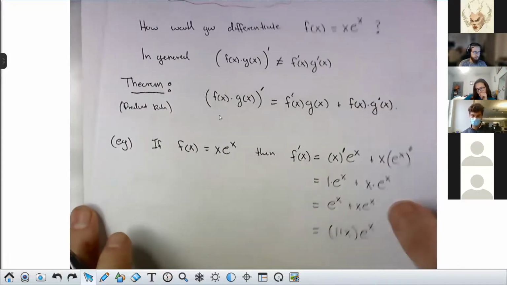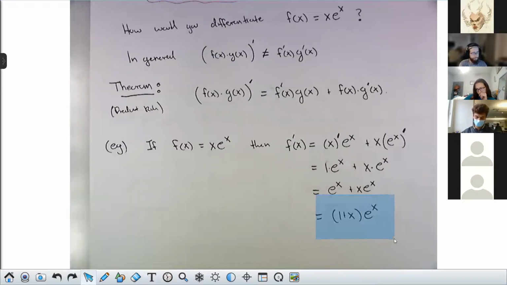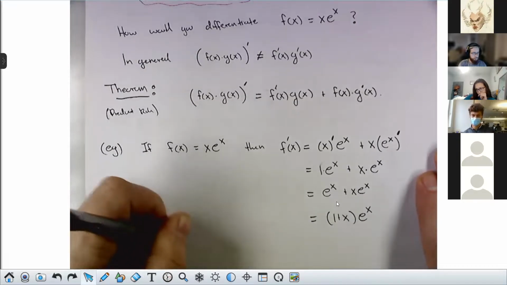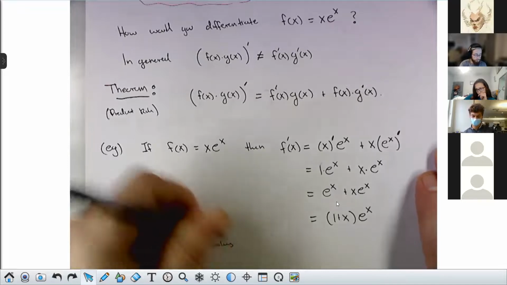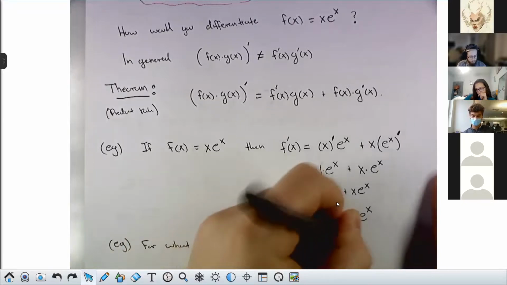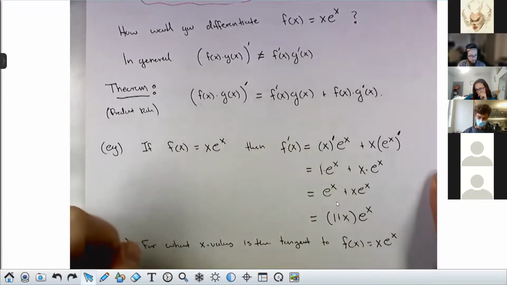Okay, thank you. There are a lot of instances, and I'm glad you mentioned this, where having the derivative factored is really nice. Because I could ask, when is the tangent line horizontal, right? I could ask questions like that about the tangent line. So we could go on to say, for what x values is the tangent line to f of x equals x e to the x horizontal.